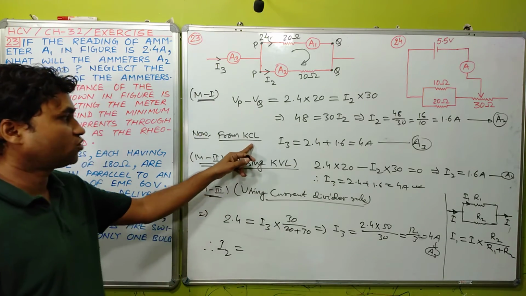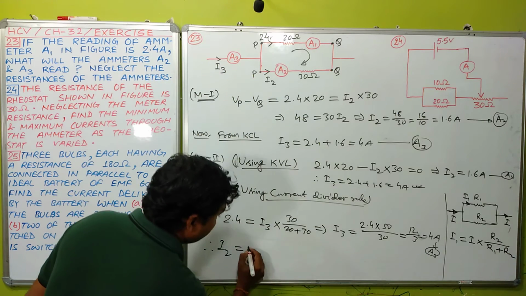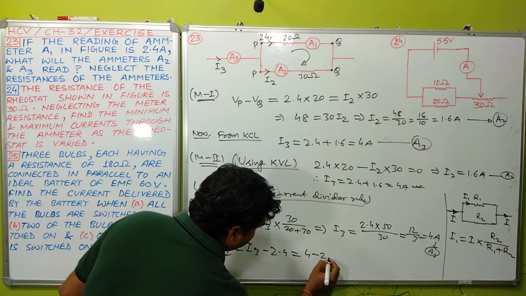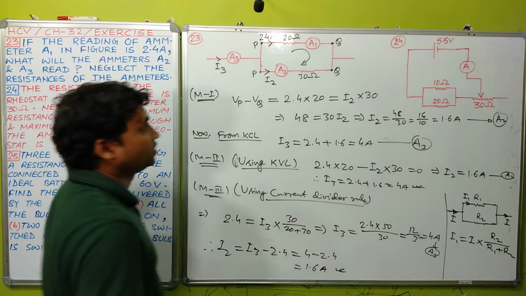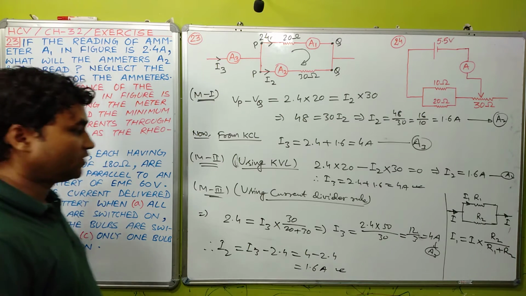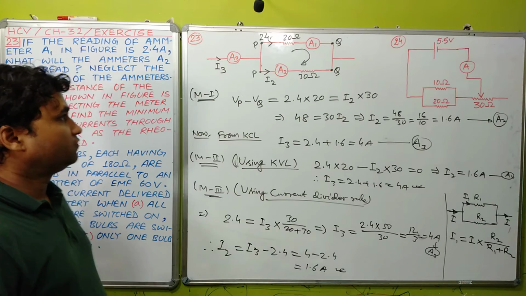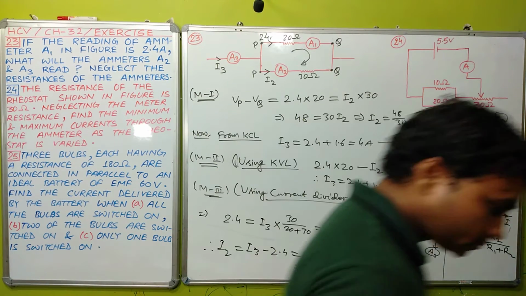Okay student, now for I2, using Kirchhoff's current law, I2 will be what? I3 minus 2.4. This becomes 4 minus 2.4, this is 1.6 ampere, the reading shown by ammeter A2. Clear? Okay, now we will solve question number 24.